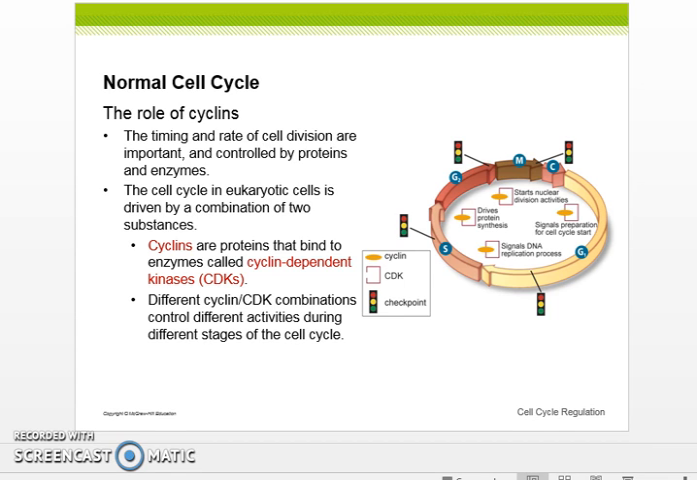The timing and rate of cell division are important, and it's controlled by proteins and enzymes. The cell cycle in eukaryotic cells is driven by a combination of two substances. The first one, cyclins. These are proteins that bind to enzymes, cyclin-dependent kinases, or CDKs. Different cyclin-CDK combinations control different activities during different stages of the cell cycle.